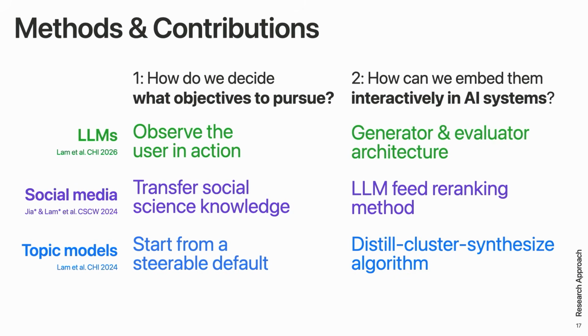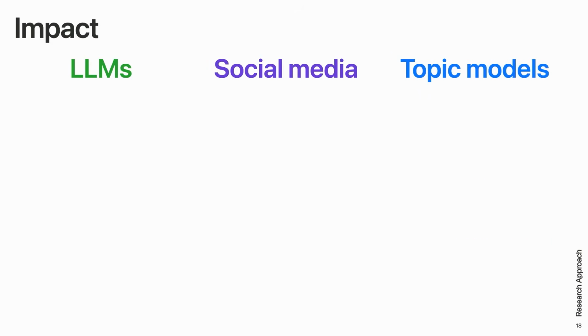And just as an overview on the second question, on how we embed these in interaction time in AI systems, there's methods like generator-evaluator architectures that allow us to hill climb on these types of objectives, feed re-ranking methods that allow us to co-opt the objectives of existing systems, and modular algorithms that expose their objectives by design. And these different methods unlock new and specialized AI interactions.